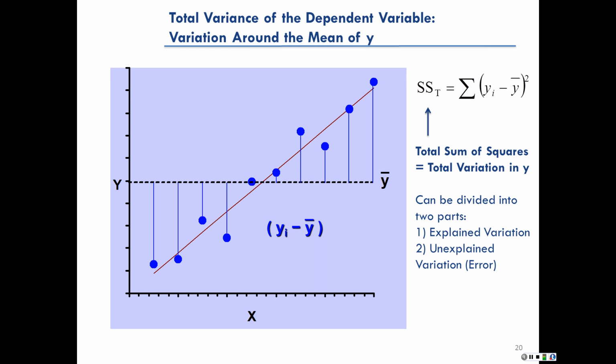This is also known as the total sum of squares, which you've seen earlier in the course, and it's calculated simply by subtracting the mean of y from each individual observation of y, squaring that result, and then summing it. That gives you the total sum of squares, which is the total variation in y. The total sum of squares can be divided into two parts. One is the explained variation, two is the unexplained variation, or the error.